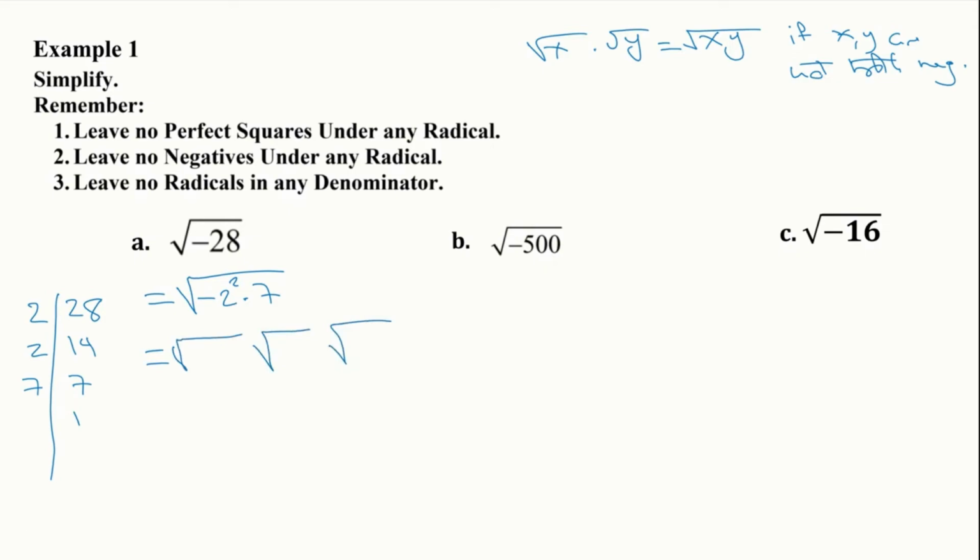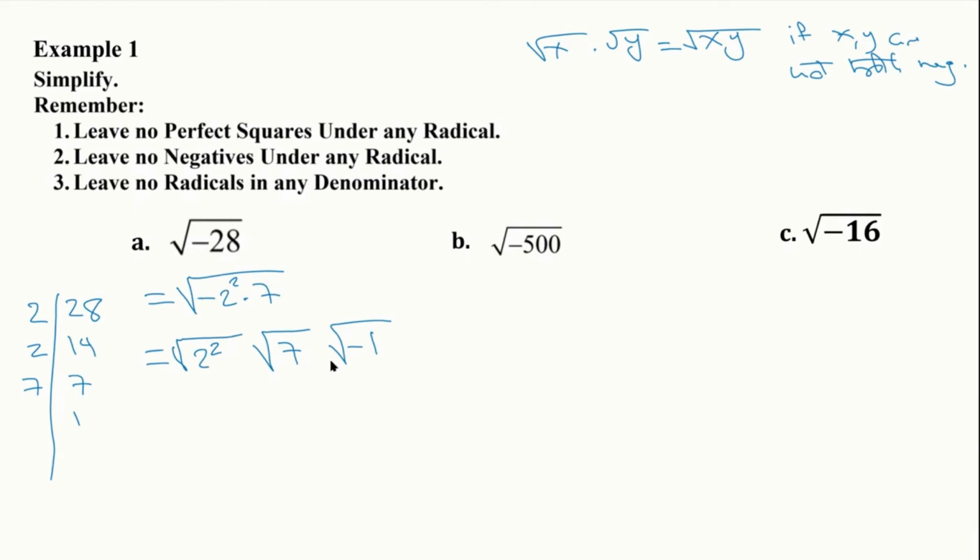In the first part, I'm going to put the perfect square part, so the 2 squared. In the second part, I'm going to put the non-perfect square part, the 7, and the negative I'm going to handle in this last radical. I'm just going to put a -1. So notice, if you multiply -1 by 2 squared by 7, you get exactly this, right?